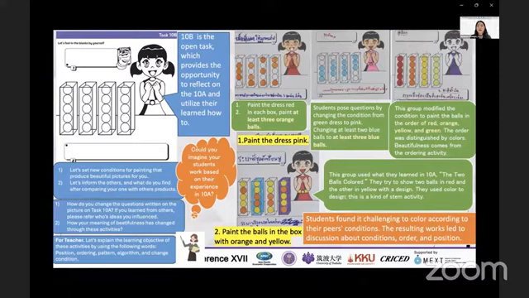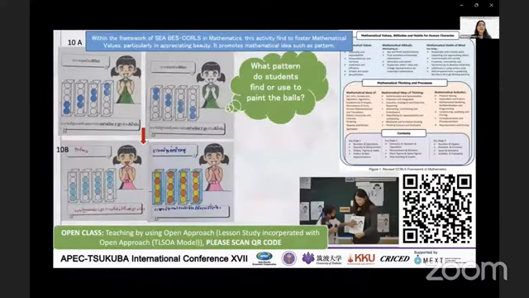And students found it challenging to color according to their peers' conditions. The resulting work led to discussion about conditions, order, and position. Within the framework of the C-based CCRLS in mathematics, this activity supports mathematical values, particularly in appreciating beauty. It promotes mathematical ideas such as pattern. And when you look at this picture, like 10A and 10B, what pattern do students find or use to paint the balls? Please.